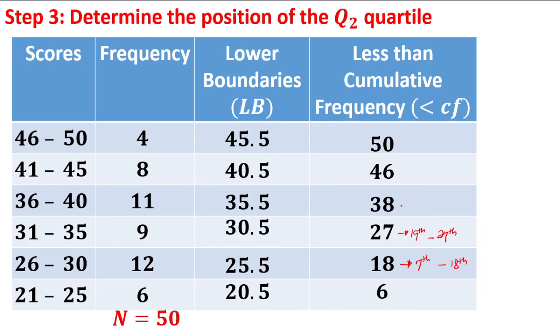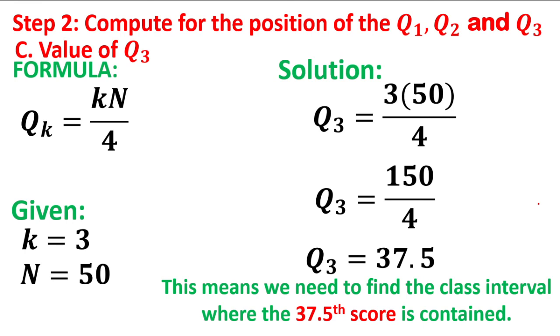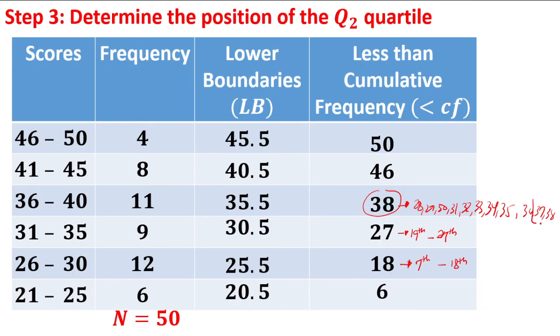Dito. Kasi ito, si 38, ang laman niyang score ay mula kay 28 score hanggang kay 38 score. Okay? So, ito yung 38. Again, si 38 contains the 28 score and the 38 score. Ano yung mga yon? 27, 28, 29, 30, 31, 32, 33, 34, 35, 36, 37, 38. Ang hinahanap nating score ay yung pang 37.5th score. So, in between here.